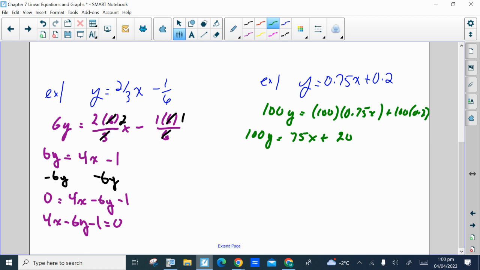Now we've gotten rid of the decimals. Because the x term is positive, we're going to leave it on the right. We're going to bring the y term over by subtracting 100y from both sides. So we've got 75x as positive, the 100y is a minus, and the plus 20 stays the same because it didn't move sides. And so there's the equation in general form. Okay?